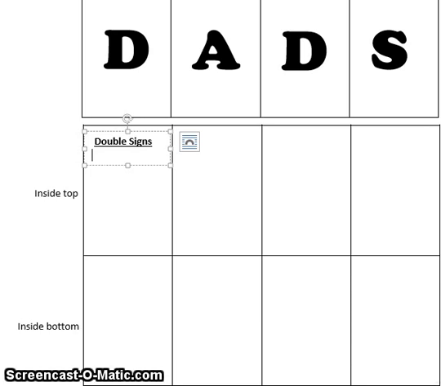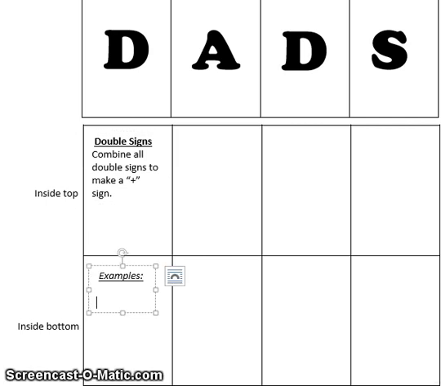And when you see a double sign, you're going to combine all the double signs to make a plus sign. So that's what we have in the upper box behind the first D in our DADS foldable. Now on the inside bottom, right underneath that, we're going to do some examples. Let's say that you see a positive 4 and then a double negative. So you have 4 and then a minus and then a minus 3. Okay, so you have 4 and the opposite of negative 3.